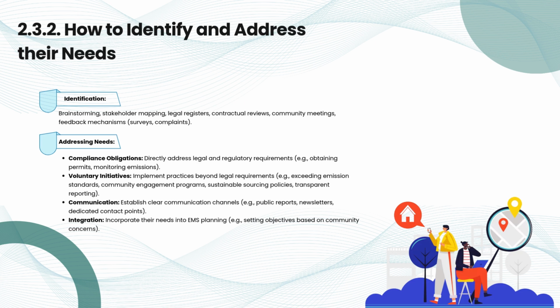Firstly, fulfilling your compliance obligations. This means strictly adhering to all legal and regulatory requirements, like obtaining necessary permits or monitoring emissions. Secondly, considering voluntary initiatives, going beyond what's legally required. This could be exceeding emission standards, starting community engagement programs, implementing sustainable sourcing policies, or providing transparent environmental reports. Thirdly, establishing clear communication channels like public reports, newsletters, or even dedicated contact points for community queries.